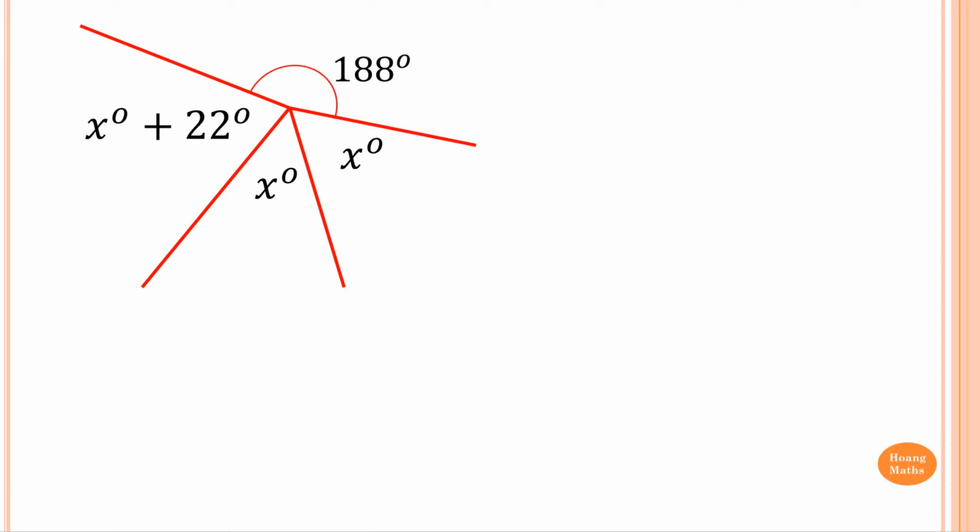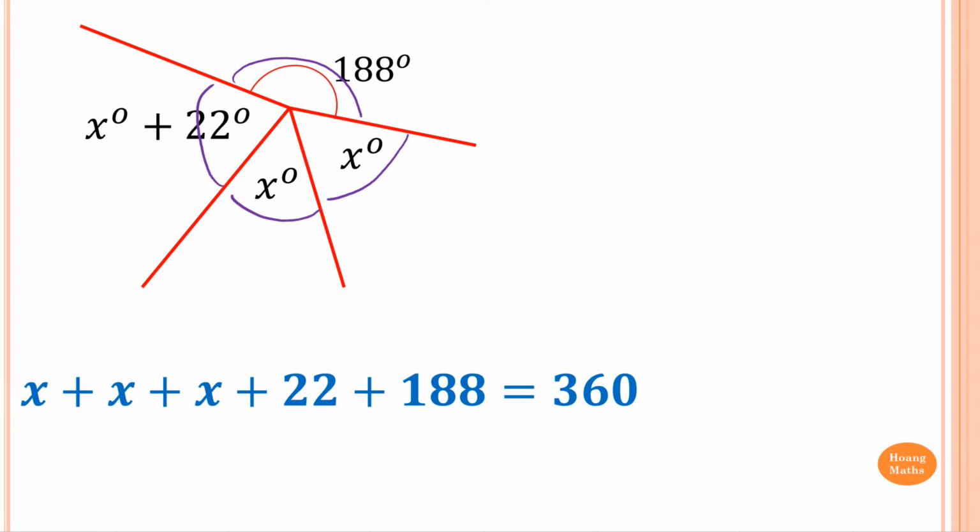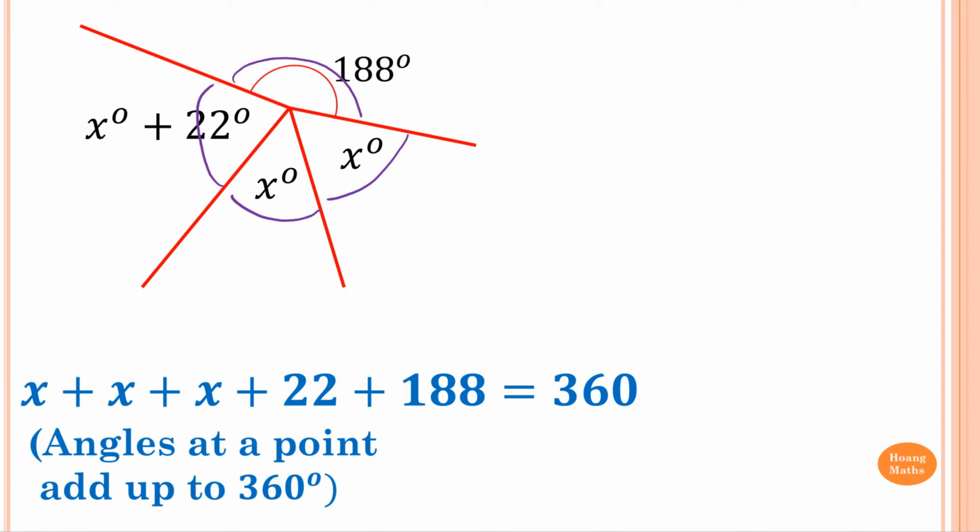So this question here, we know that this x plus another x and plus this angle, x plus 22, and add this is equal to 360. And the reason is angles at a point add up to 360 degrees. So now we just collect like terms. So x plus another x is 2x. Add another x is 3x.